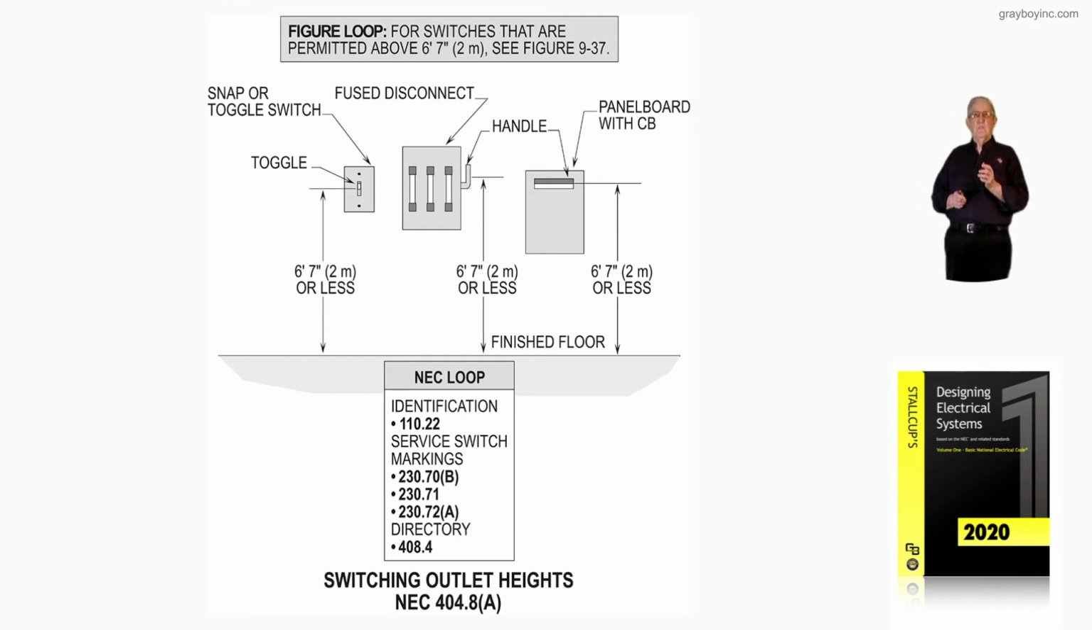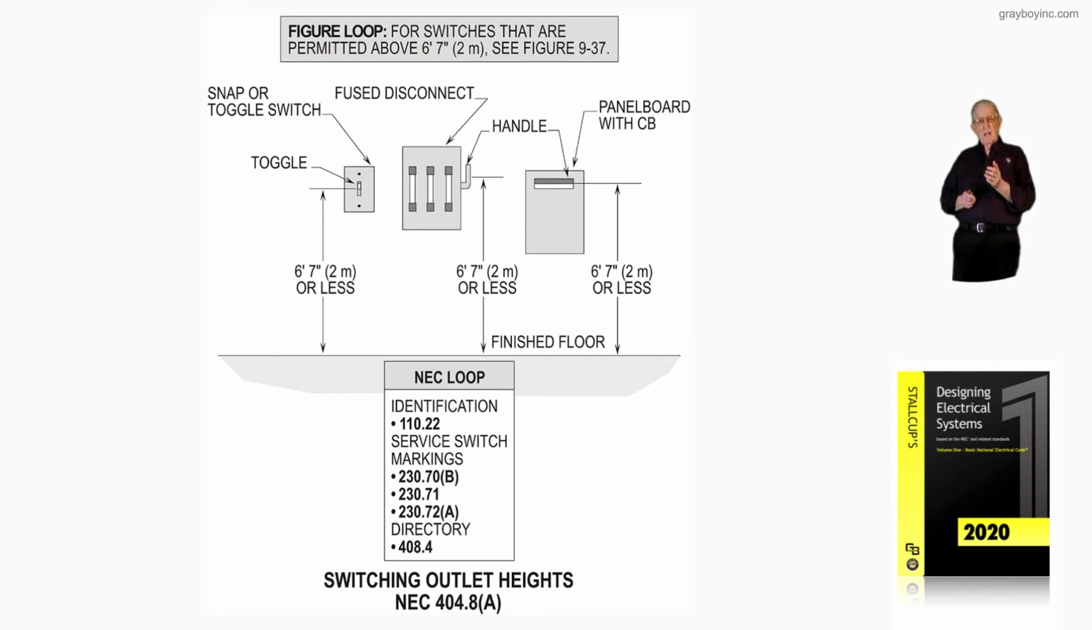Now the fusible disconnect that you see in the center, notice it's 6 foot 7 inches or less to the handle. But I will point out there's no minimum. It can be located anywhere down, but it can't be any greater height than 6 foot 7 inches to the center of the handle or the toggle. Now the circuit breaker to the right, the breaker's in the on position, measured to the center of the handle on the breaker, where you switch it up, 6 foot 7 inches or less.